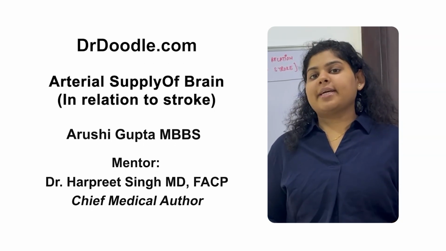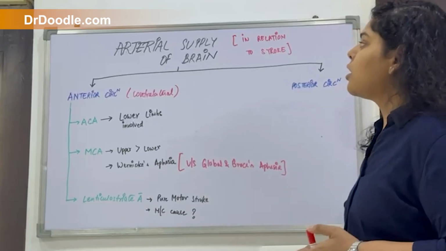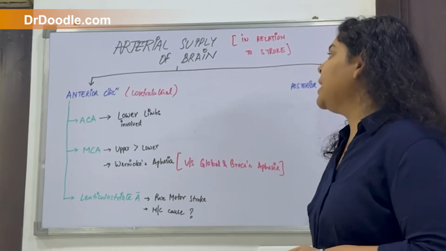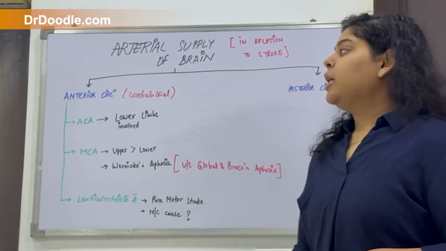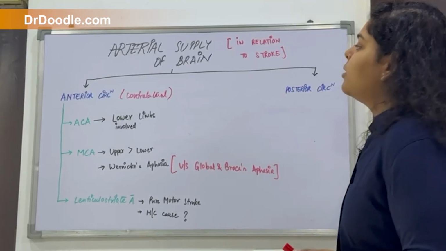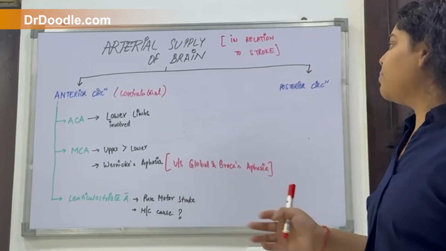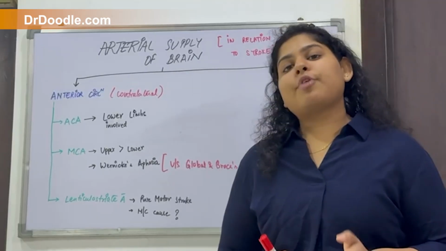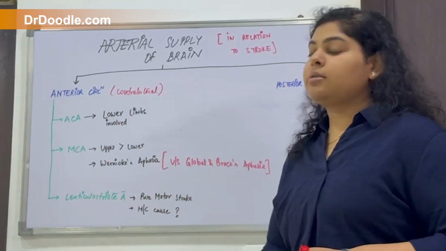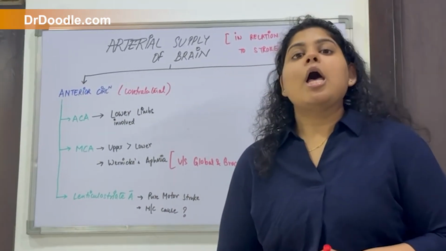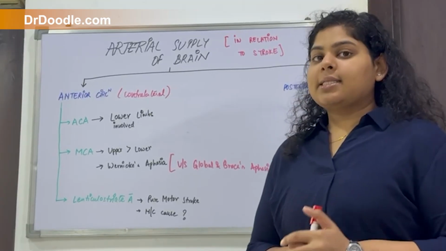I'm a fourth year medical student, and today we are going to talk about the arterial supply of the brain in relation to stroke. In general, the circulation of the brain can be divided into anterior part and posterior part. The focus of our video today is going to be the anterior circulation. So before beginning, let's talk in general.